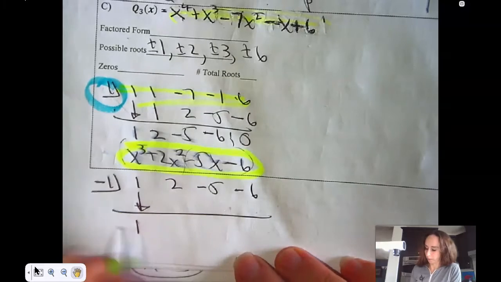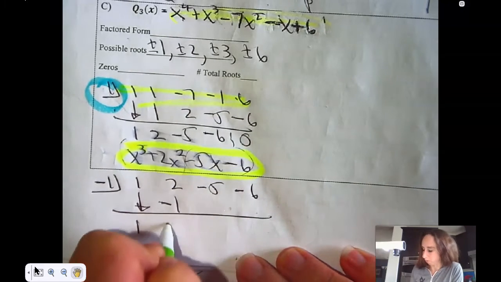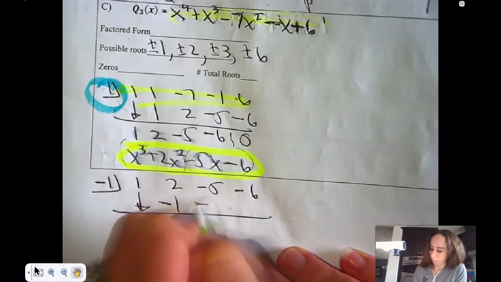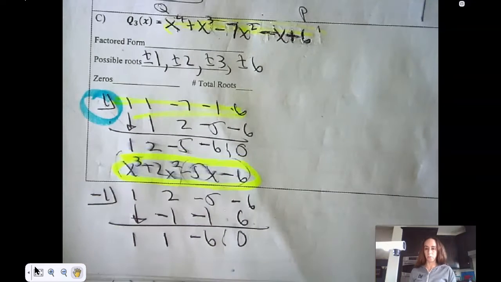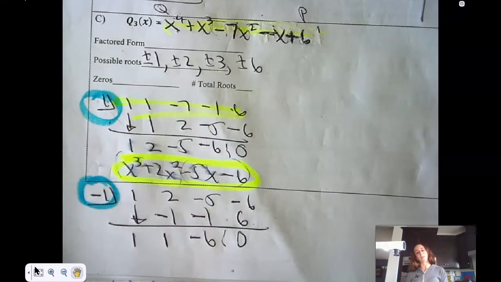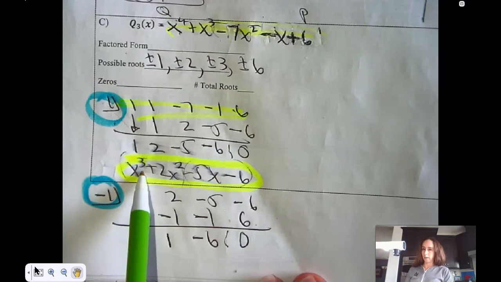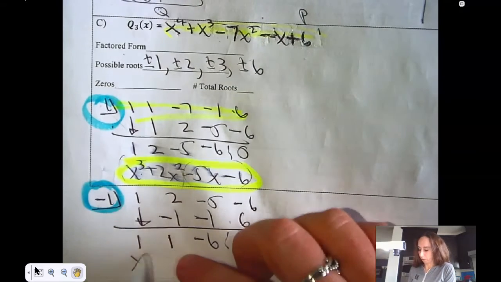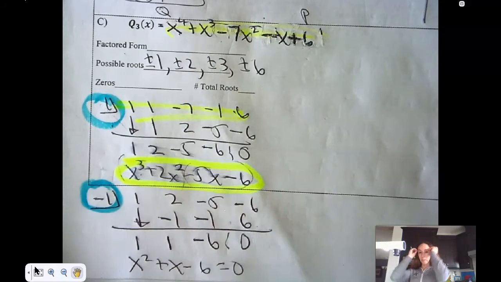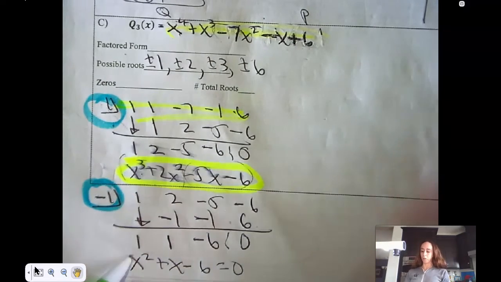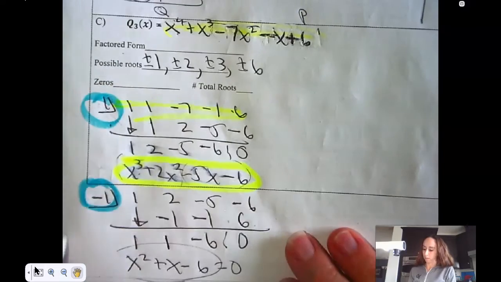Bring down the 1. Diagonal, multiply, vertical, add. Diagonal, multiply, vertical, add. Diagonal, multiply, vertical, add. Oh my gosh, what do you know? I got another root. I'm not always going to be this lucky, by the way. So I had 3. Now I took out 1, now I'm left with 2. X squared plus x minus 6 equals 0. Honestly, I could keep doing synthetic division, but when I see this, I think magic x.